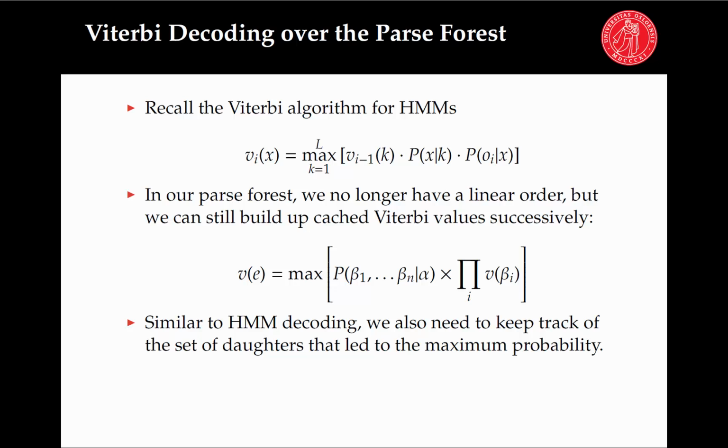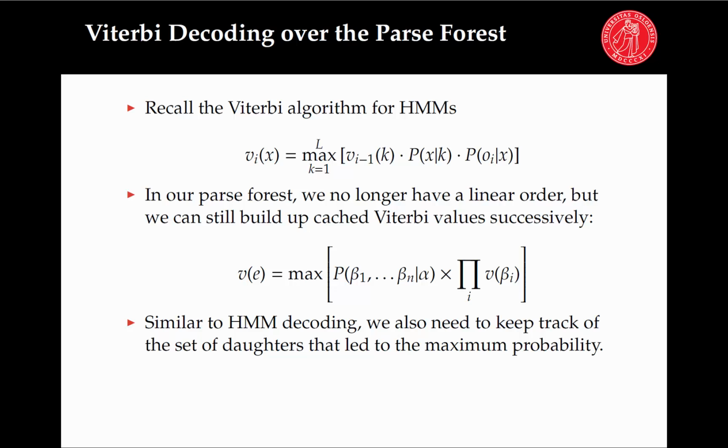It's similar to HMM decoding, but the sequence of filling in those values, so we play the same trick, we recursively decompose it, so that dynamic programming using this V of E cache becomes applicable. And the order of filling in that cache is now not determined by the sequence, but by the topology of the forest.